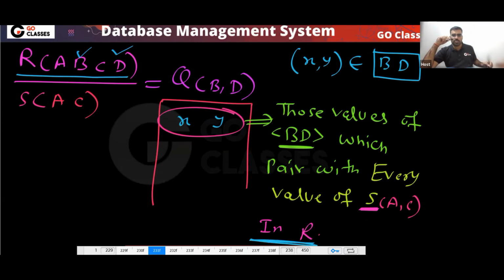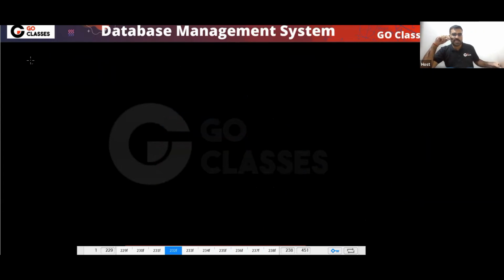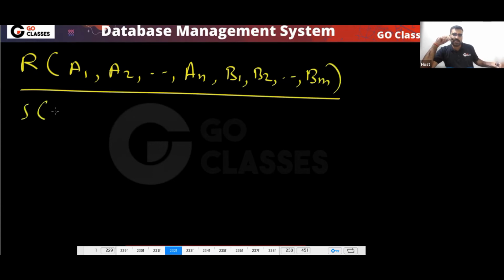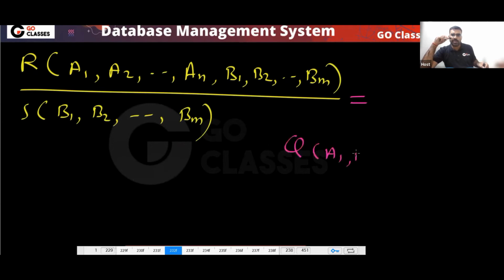So this is the simple definition, and if you want to generalize it, you can do it like this: A1, A2, and so on up to An, and let's assume you have B1, B2, up to Bm, divided by S, which has B1, B2, up to Bm. So what will your output have? Your output will have A1, A2, An, right? Yes or no? So your output will have these tuples.